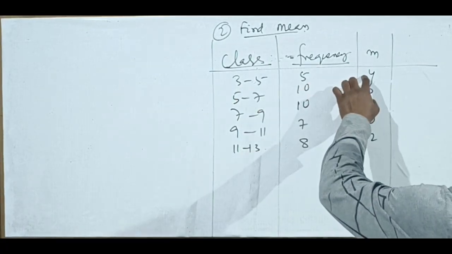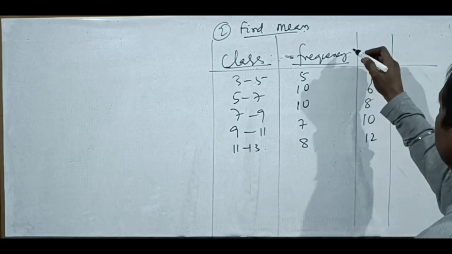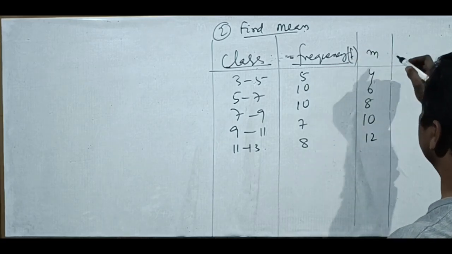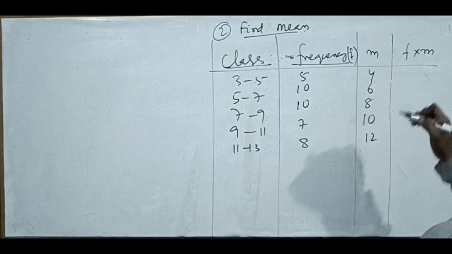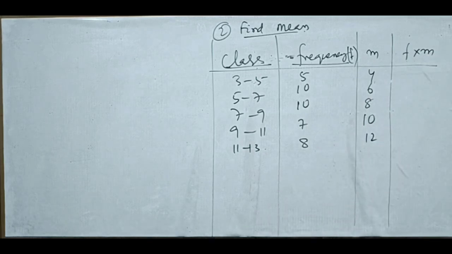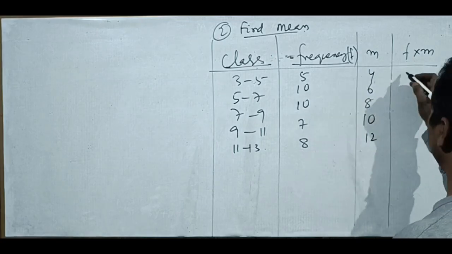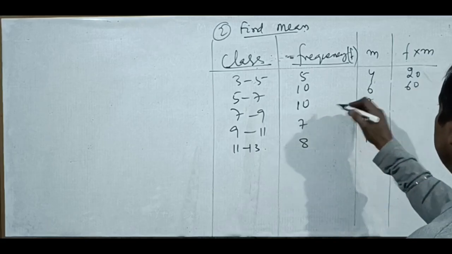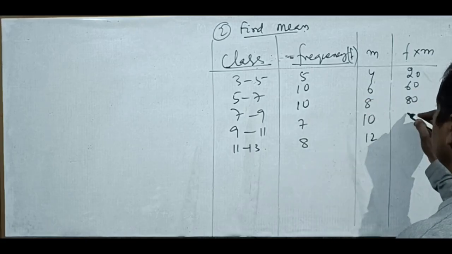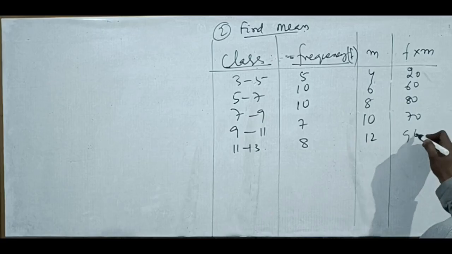So just add 2 and add the next numbers. Okay. So this will be the frequency and this will be the midpoint. So f into m. What will be? 5 fours are 20, 10 sixes are 60, 10 eights are 80, 10 sevens are 70, 12 eights are 96.